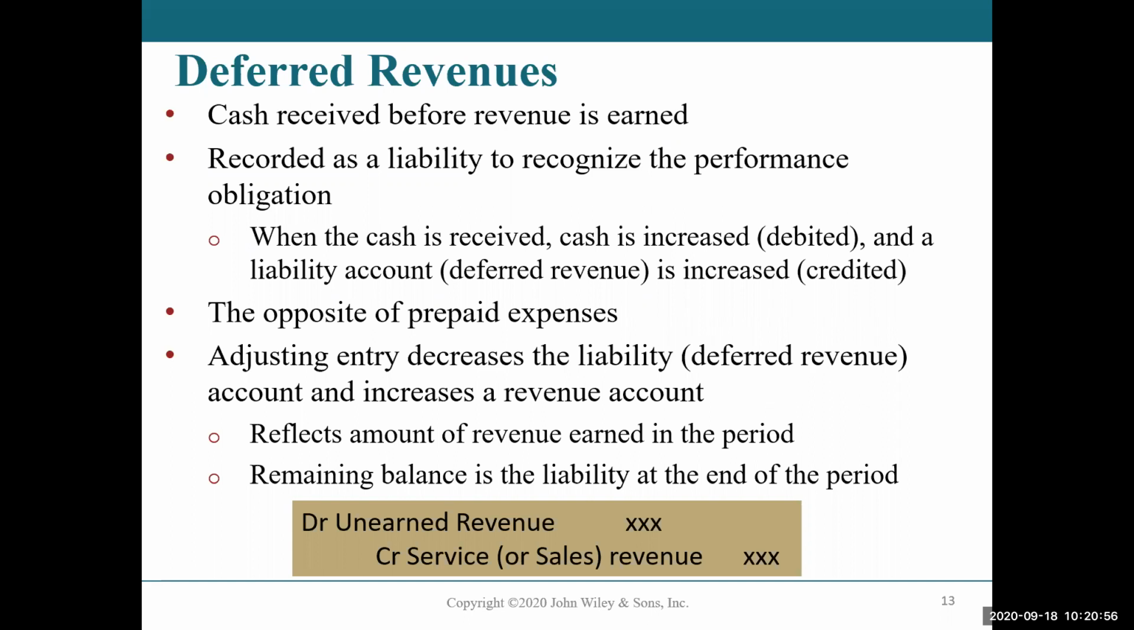So debit to a liability, credit to a revenue, the rule of one account from the statement of income and the other account from the balance sheet is satisfied.